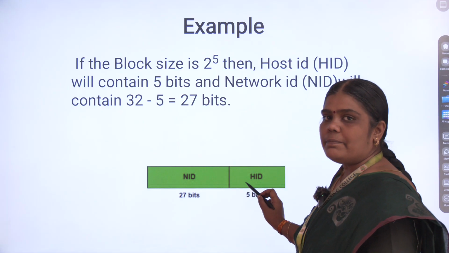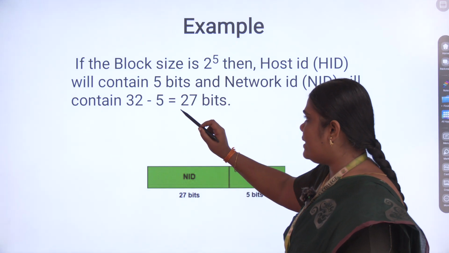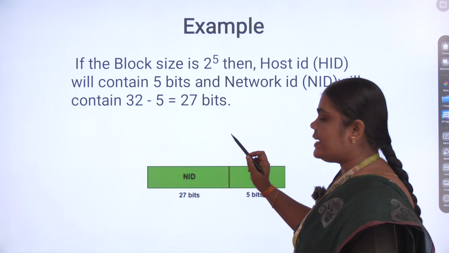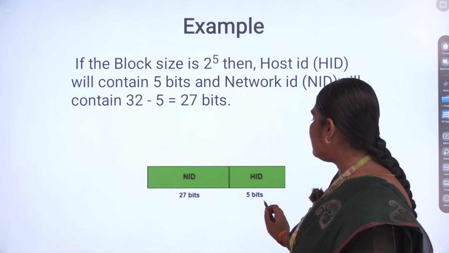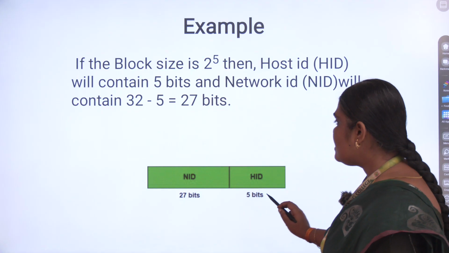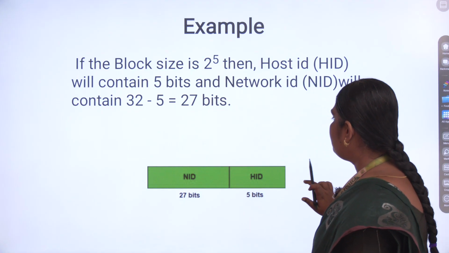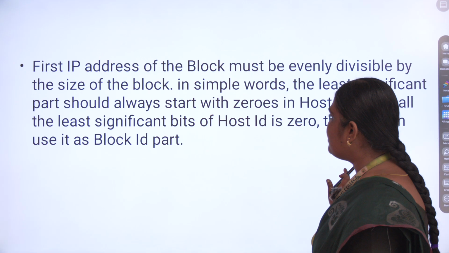But if you apply this to the given IP address, it should always contain least significant bits, that is, the last 5 bits should be 0. That is what is mentioned. I'll give a better example.